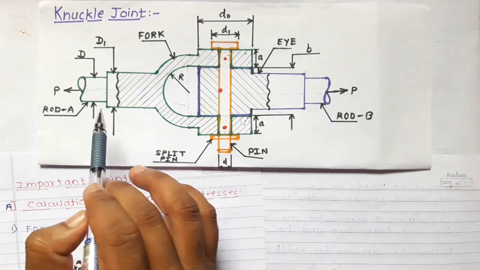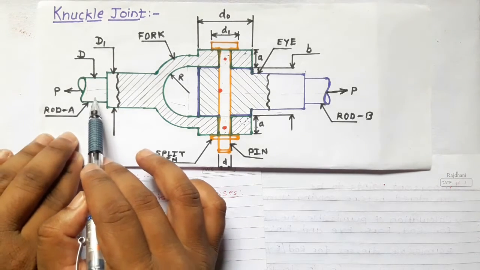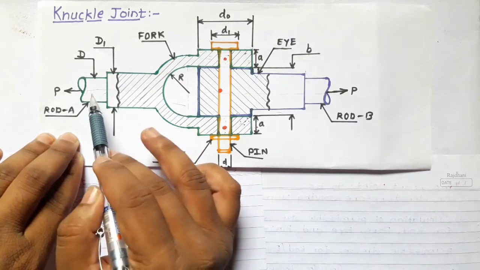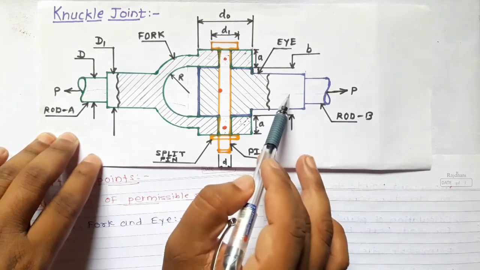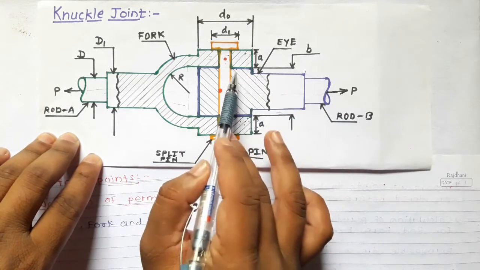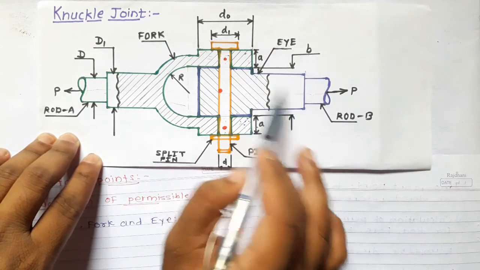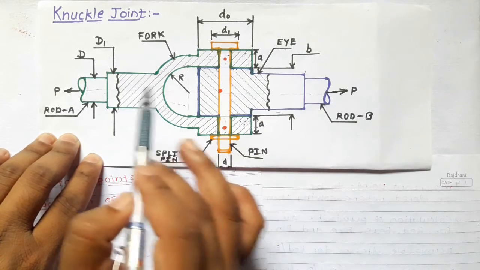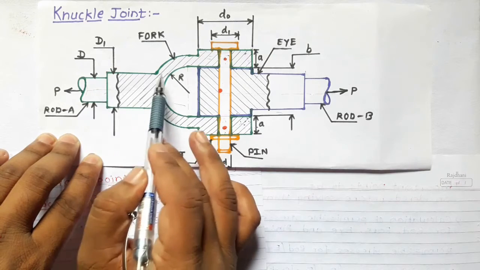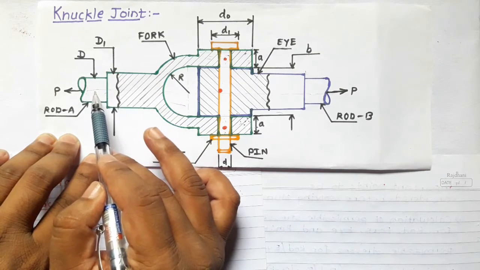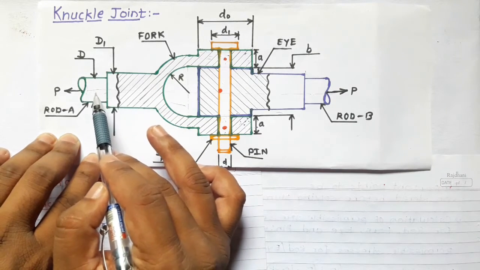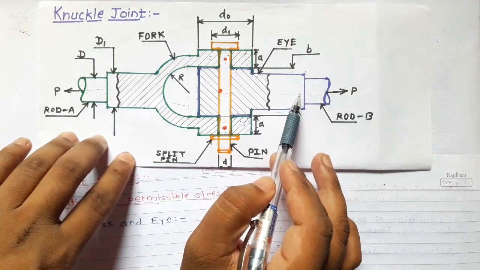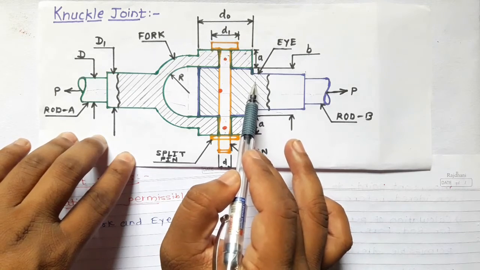If you look at this diagram, the rod and fork are not different parts, as you know. The geometry is different, so that's why the name is given different. Similarly, on this side, the rod and eye are not different parts, just the geometry is different. That means if the material of rod and fork is the same, the permissible stresses calculated for rod can be used the same for fork. Similarly here, the permissible stresses calculated for rod can be used the same for eye.